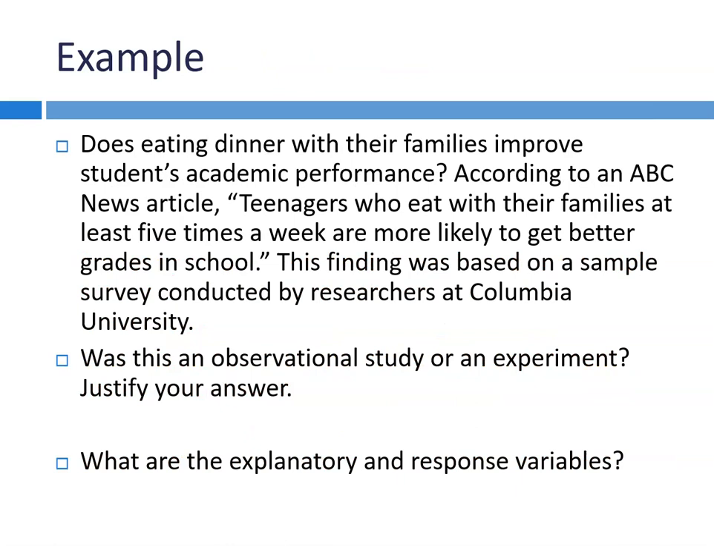Let's look at a couple more examples comparing observational studies and experiments. Does eating dinner with your family improve students' academic performance? According to an ABC News article, teenagers who eat with their families at least 5 times a week are more likely to get better grades in school. This finding was based on a sample survey conducted by researchers at Columbia University. We want to know, was this an observational study or an experiment? And then what are the explanatory and response variables?